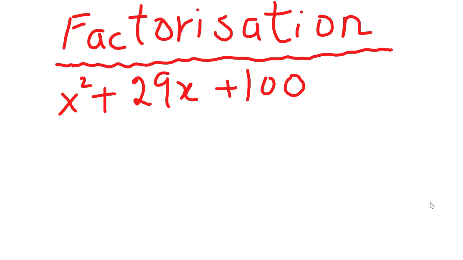Let us learn further about factorization. The question has been written on the screen, x squared plus 29x plus 100. You have to make factors of the third term. What is the third term here? Third term is 100. Let us make factors of 100.